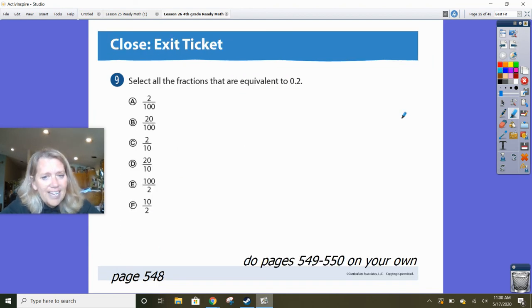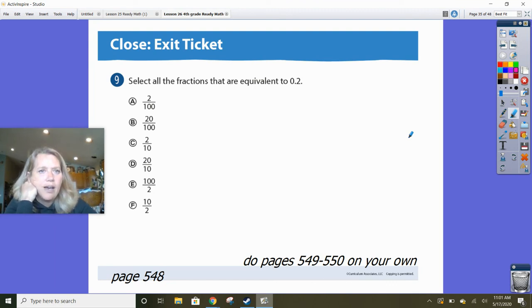Number 9. Here's your exit ticket for today. Page 548. Then you get a couple pages on your own. Select all the fractions that are equivalent. This is one of those select all, so you must check them all. A, B, C, D, E, F. We got 6 to check that are equivalent to 0 and 2 tenths.